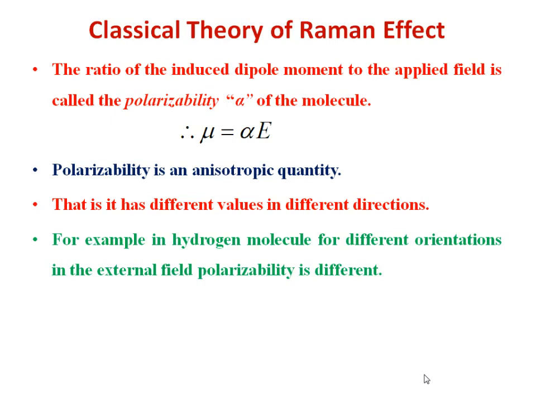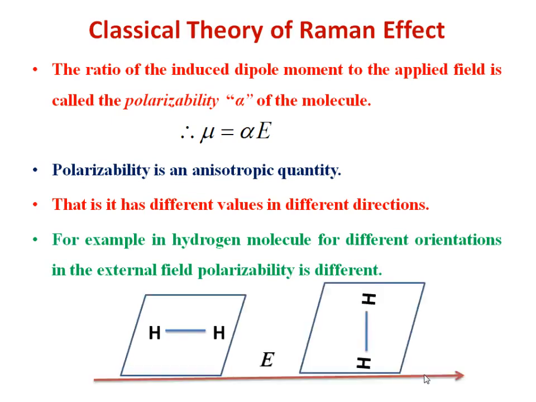Polarizability is an anisotropic quantity. That is, it has different values in different directions. For example, in a hydrogen molecule, for different orientations in the external field, polarizability is different. In the following figure, the two different orientations of the hydrogen molecule with respect to the direction of the electric field will have different polarizabilities.